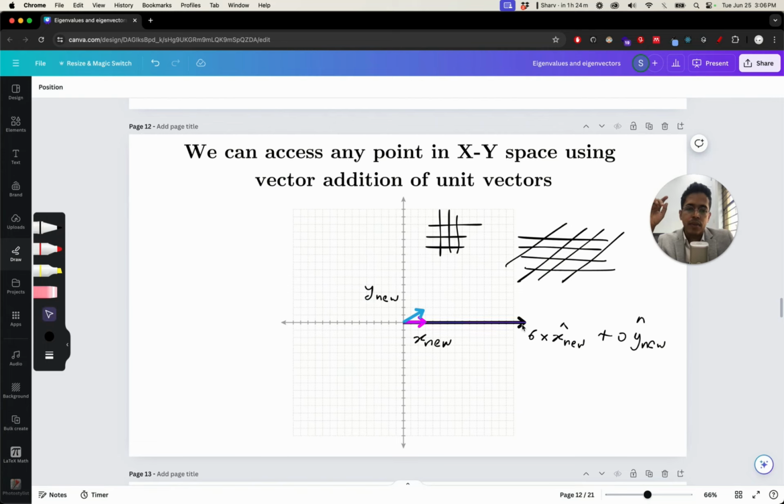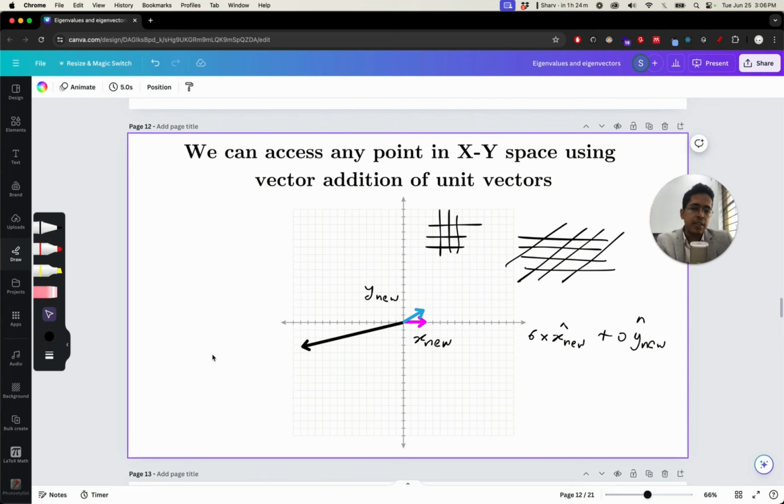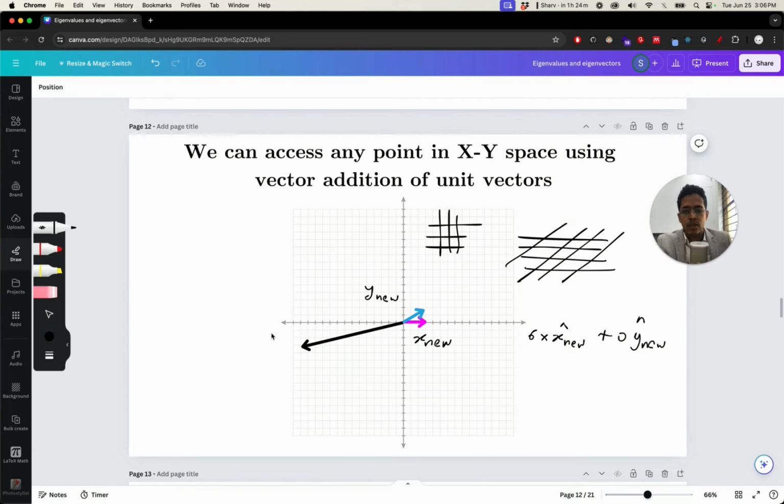And what if this vector was somewhere like here? Let's say it's over here. How can we express this in terms of x new and y new? Maybe, again, I'm being approximate, this vector looks like I have to multiply x new maybe 5 times. I mean, minus 5 times. I'm not being exact here, but approximate, minus 5 times x new plus.